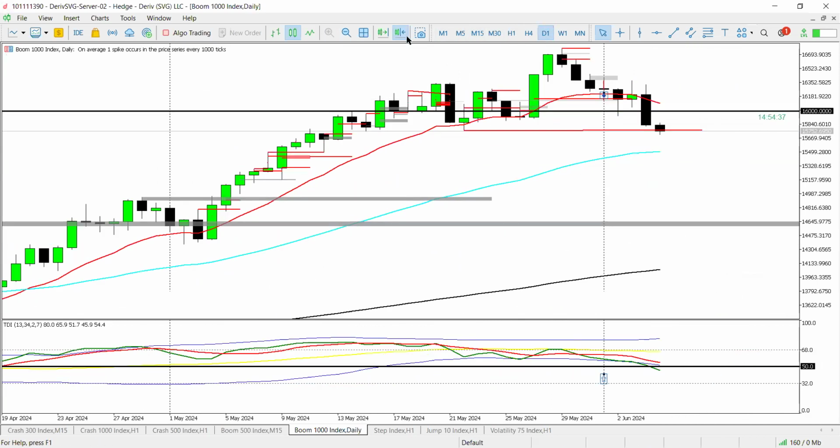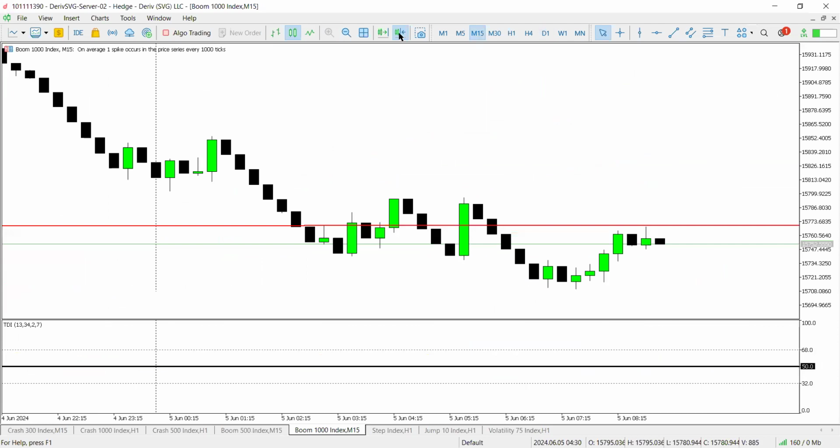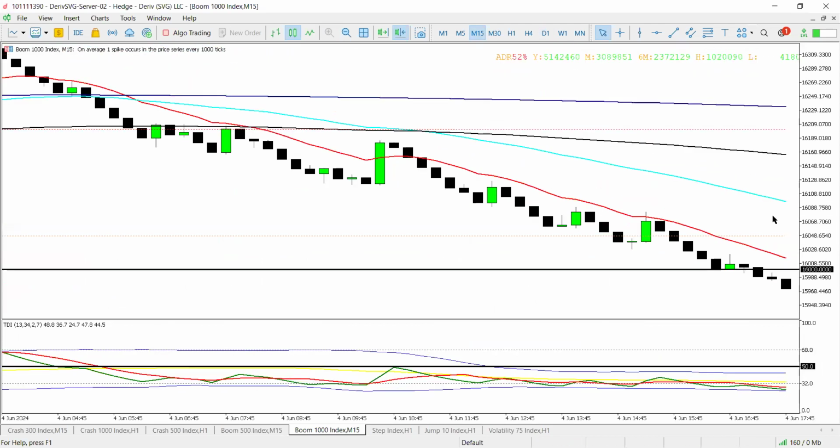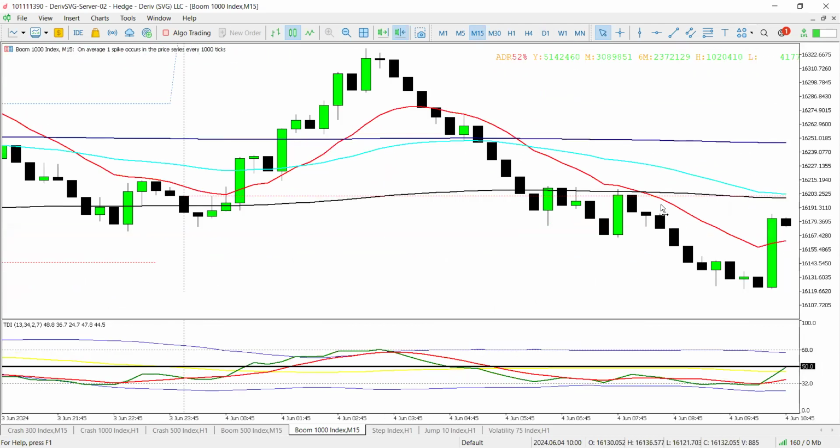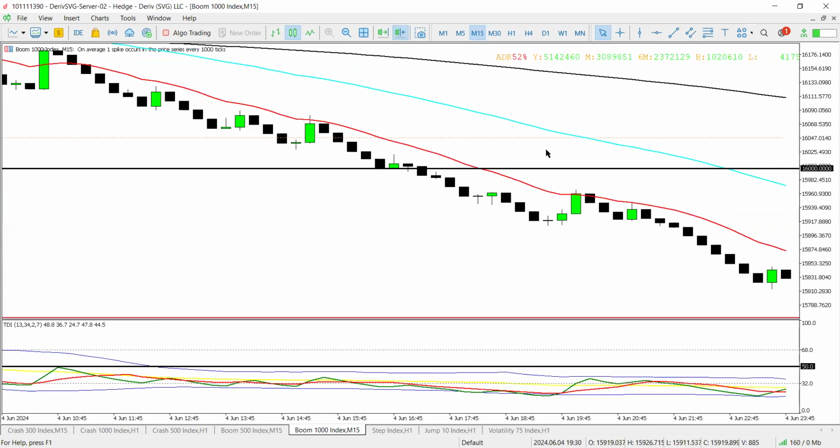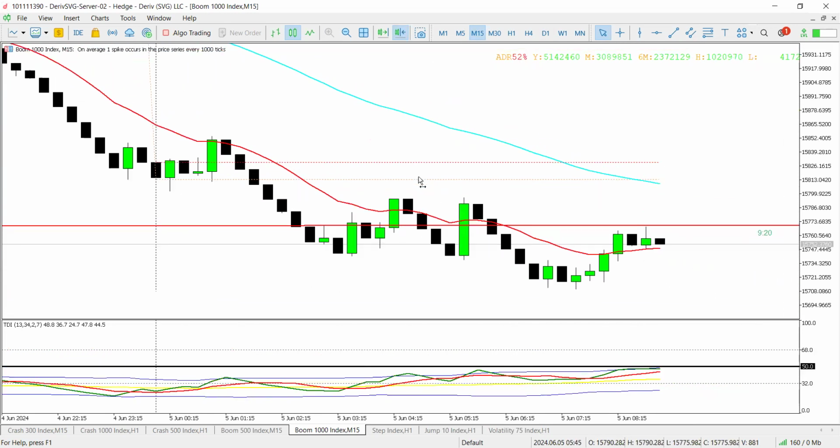Okay, then going to B1000. Yesterday we said we're not trading unless the daily candle turns bullish. It never turned bullish, and I don't think there was any buy opportunity yesterday. As you can see, there was no buy opportunity. So we just analyzed and we stuck to our rules. We didn't execute anything on B1.